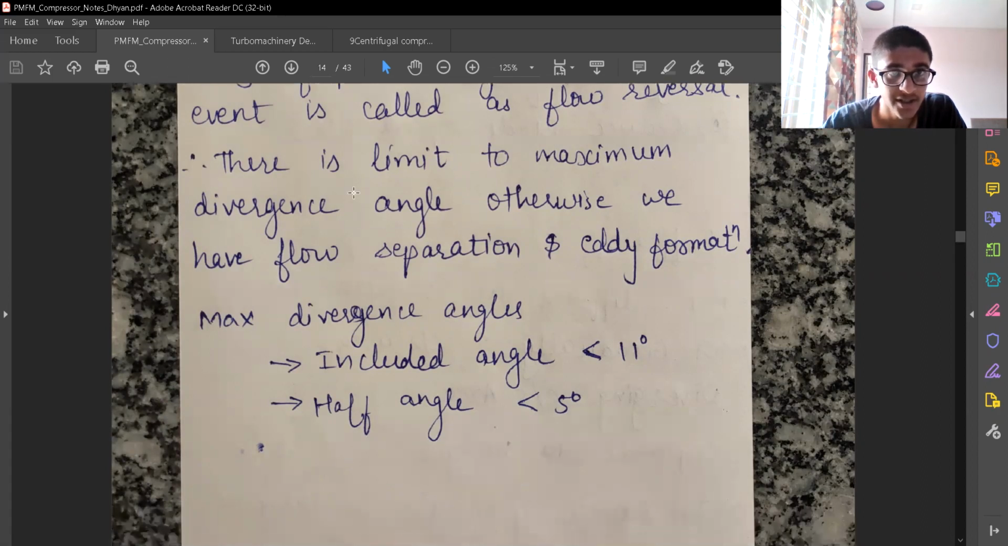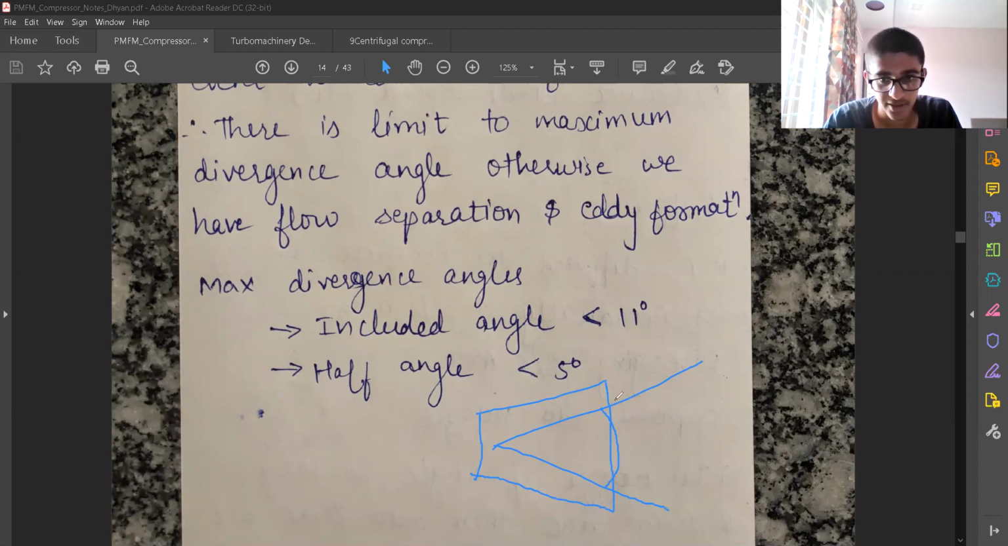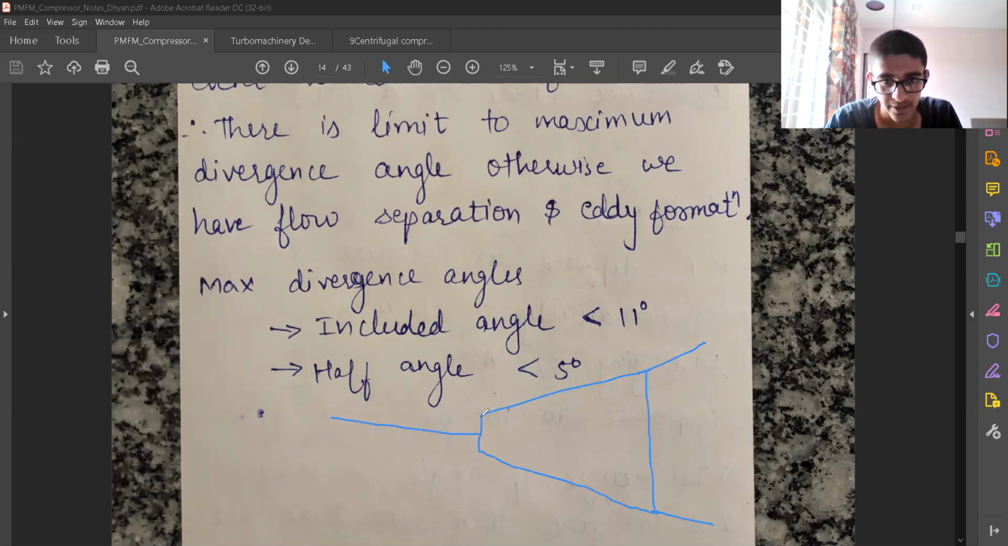defined in two ways. The included angle, that means the total angle which we can have. If we have a diffuser, this is the actual diffuser, with the inlet here and the outlet here. The total angle is called the included angle, which should be less than 11 degrees. And if we extend these lines, this half angle should be less than 5 degrees. That is actually 5.5, but we'll say 5 degrees.